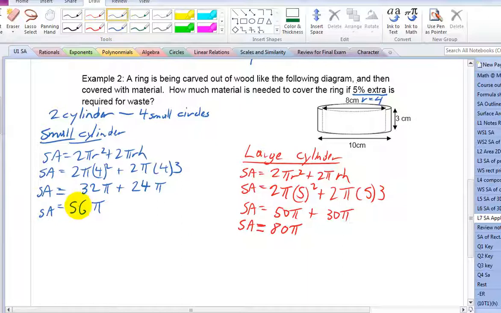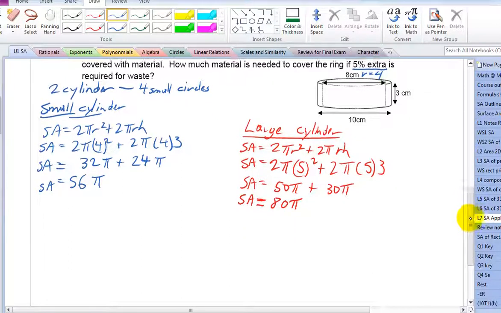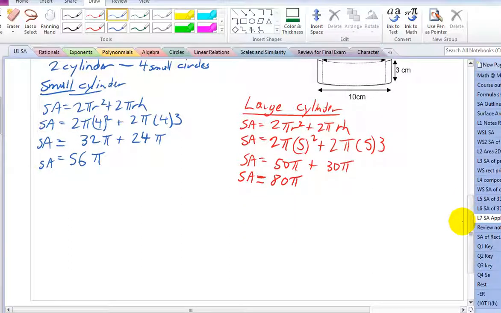Okay, so who else got 80 pi? Whew, good. Okay. Now, let's do the cutout. Again, what is the cutout? No, 4 circles isn't good enough. 4 small circles. Ravi, you have a question? What is that? This? No, never mind. You sure? Yeah. Okay.